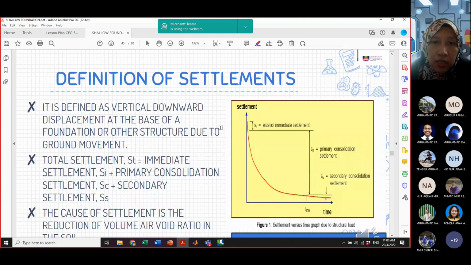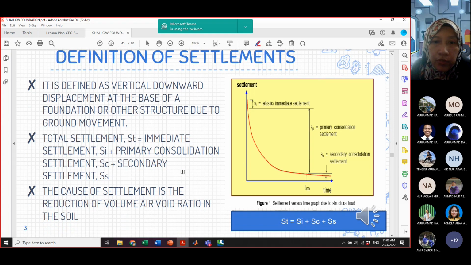Settlement ni, as I explained, is a vertical downward displacement at the base of the foundation or other structure due to the ground movement. So bila kita kata total settlement ni, it consists of immediate settlement, primary consolidation and also the secondary settlement. So if I'm not mistaken, in the soil mechanic ni, you have learned on the immediate, primary dan juga secondary, how to determine or estimate the region of the immediate, primary dan juga secondary settlement. So I will not explain further.